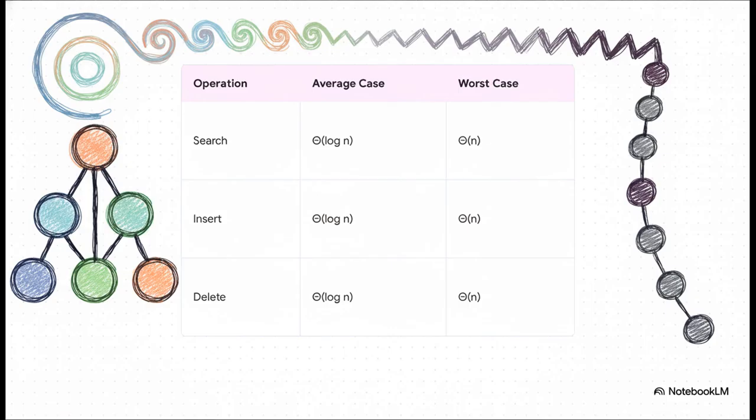And this table gives us the hard numbers. In the average case, with a nice bushy tree, operations take what we call logarithmic time, or theta of log n. That is incredibly fast. It means you can double the amount of data, and it only adds like one extra step to your search. But in the worst case, it degrades to linear time, or theta of n. That means doubling the data doubles the search time, which makes it just as slow as a boring old list.